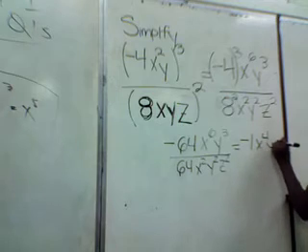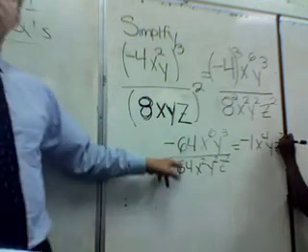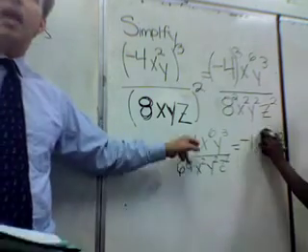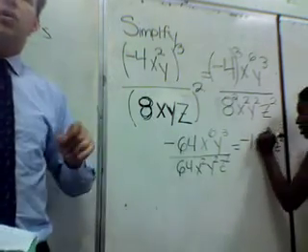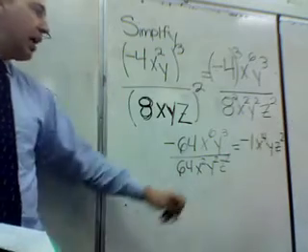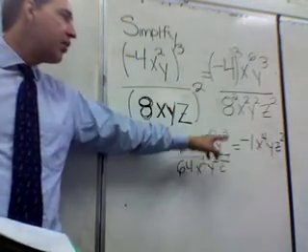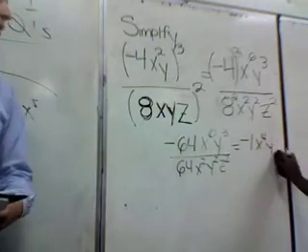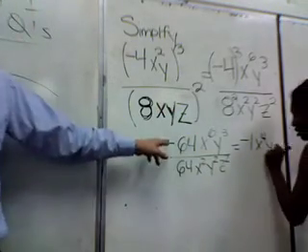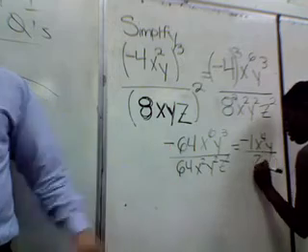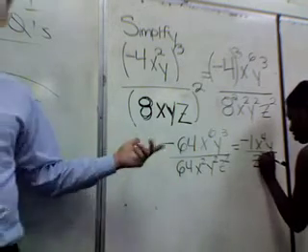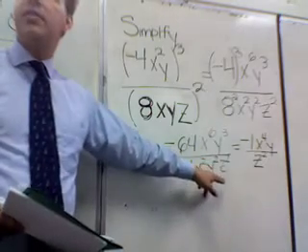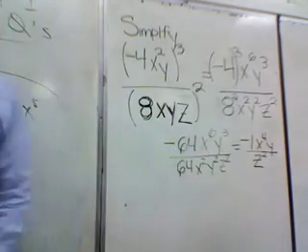Negative 64 over 64 is negative 1. X to the 6th divided by x squared is x to the 6 minus 2, which is equal to x to the 4th. And y cubed divided by y squared is y, and z squared is on the bottom. Why negative 1? Because negative 64 over 64 is negative 1. Anything over itself is 1, and it's negative. Z squared is on the bottom because that's where it is. It didn't get divided by anything. It stays on the bottom.